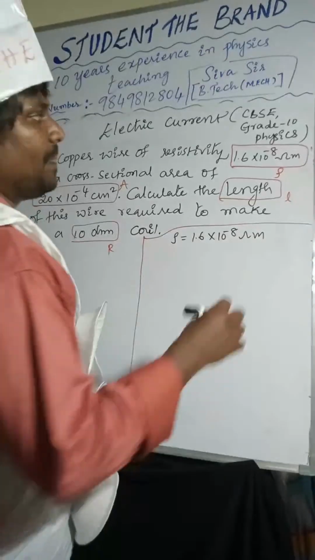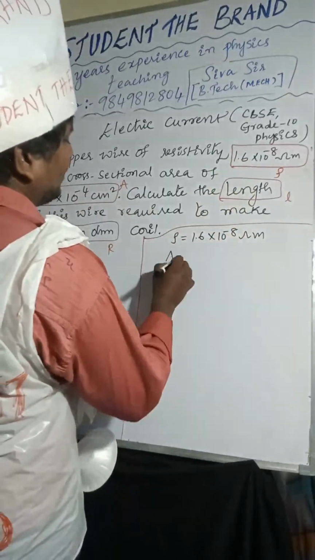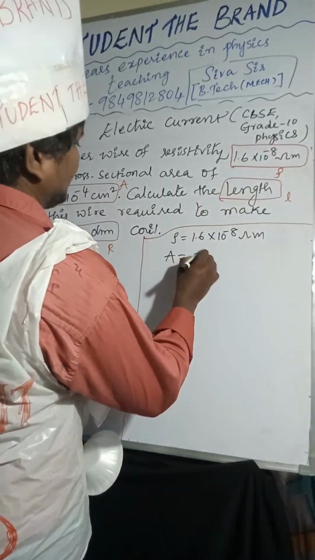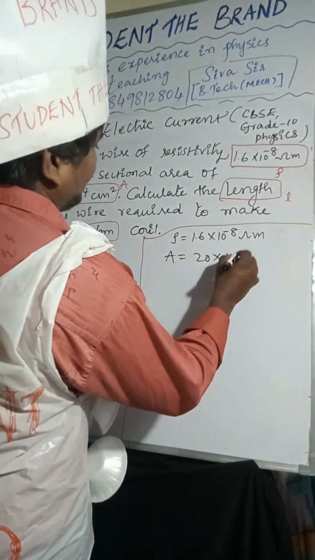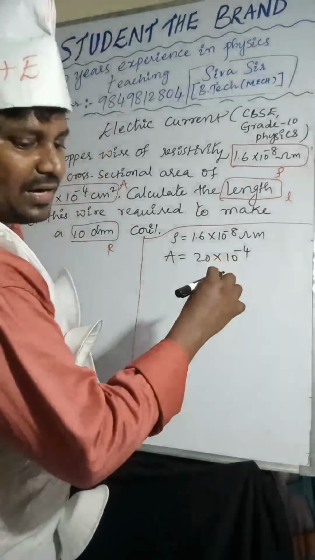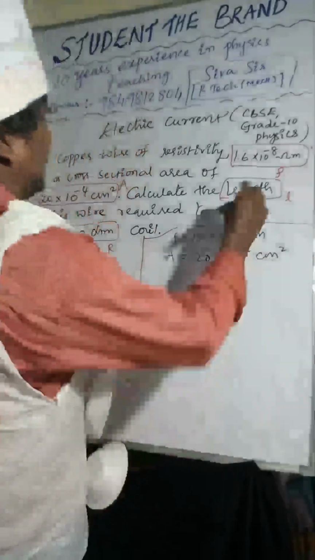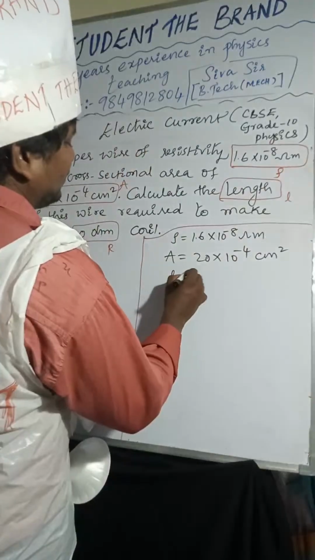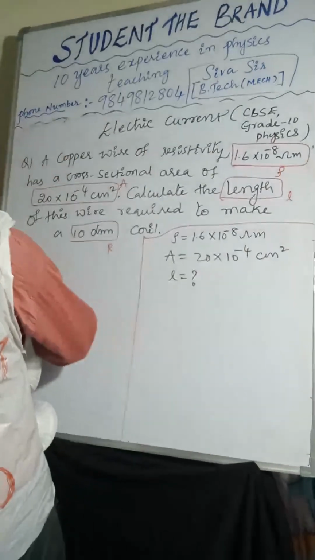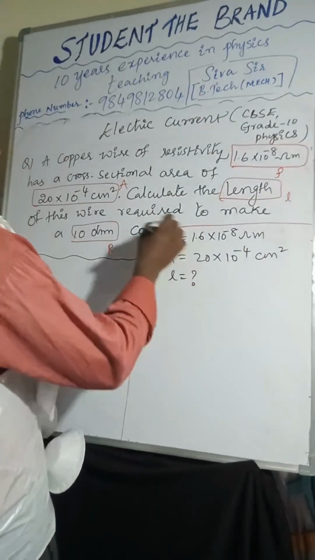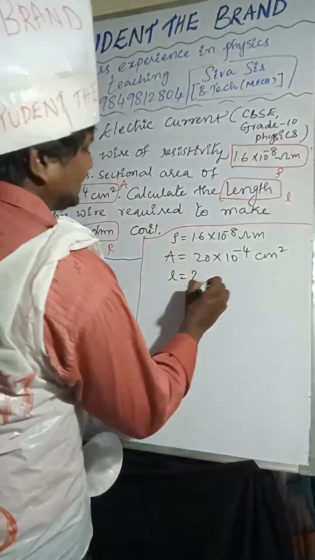Now we can find out the area of the cross section. Area of the cross section is 20 into 10 power minus 4 centimeter square. And length we have to find out. Okay, so now resistance is given.